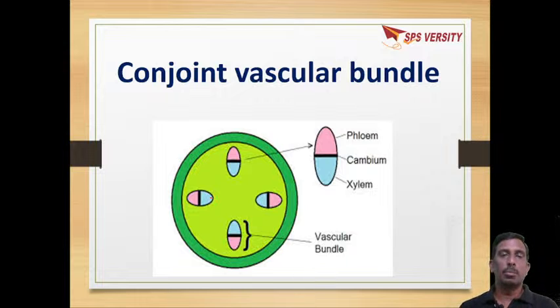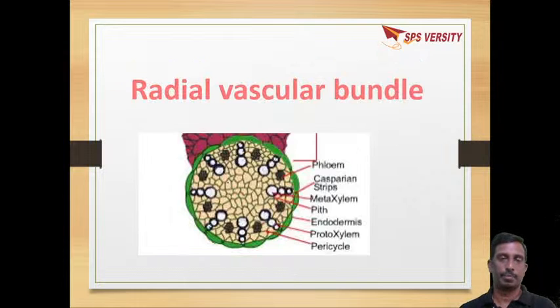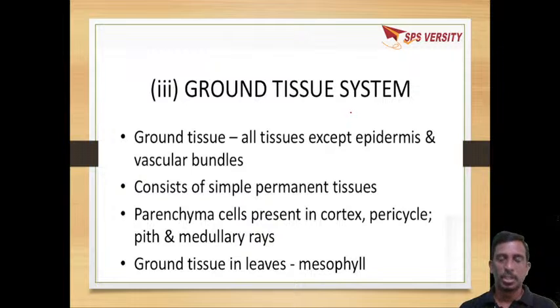दूसरा टाइप को क्या बोलते हैं कि कंजॉइंट वैस्कुलर बंडल. So both xylem and phloem are present on the same radius. Okay. Radial vascular bundles where xylem and phloem are present on different radius. एक इधर रहता, roots में रहता. So अभी तक हमने पढ़ा vascular tissue system.